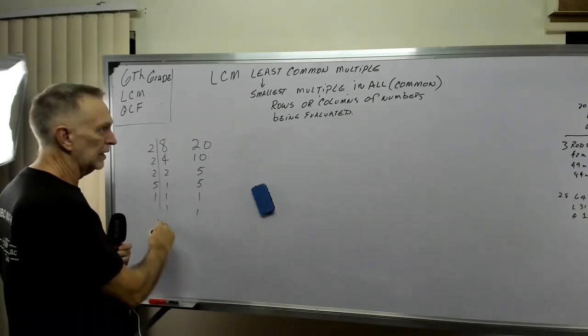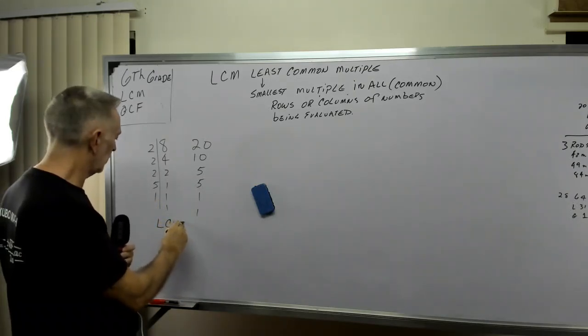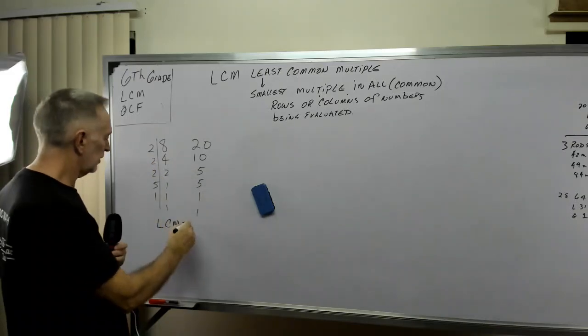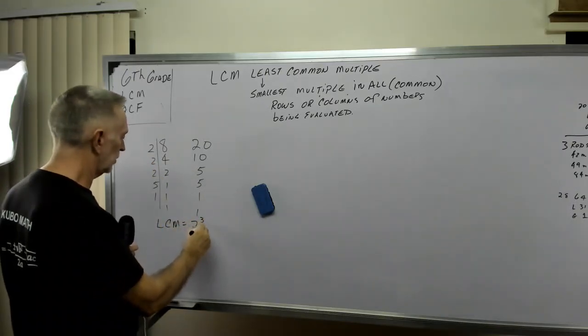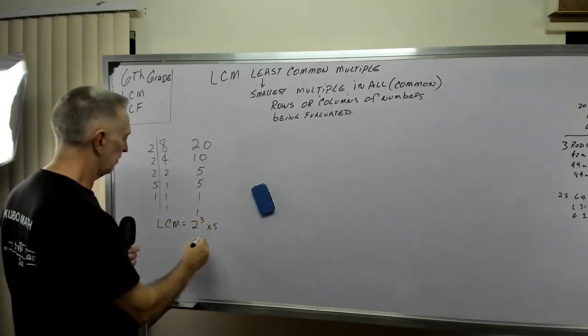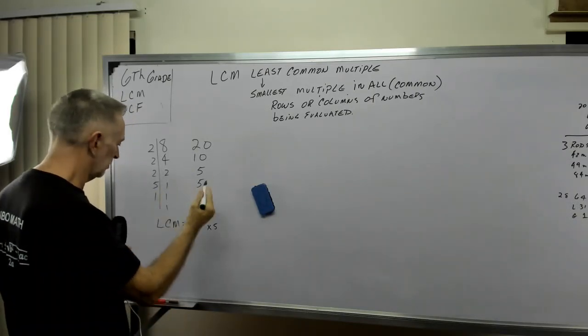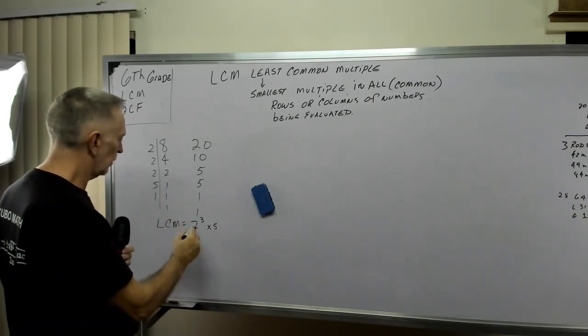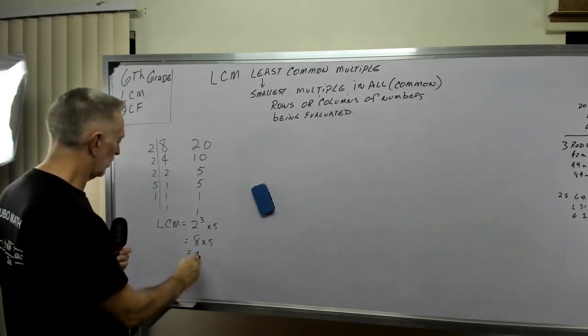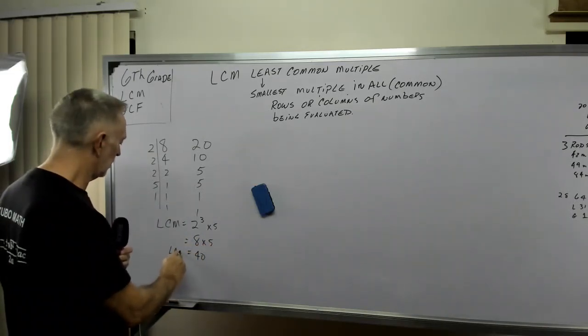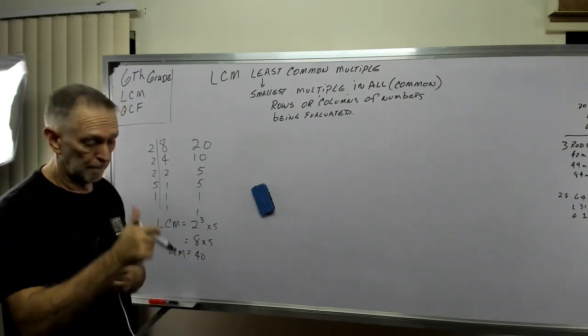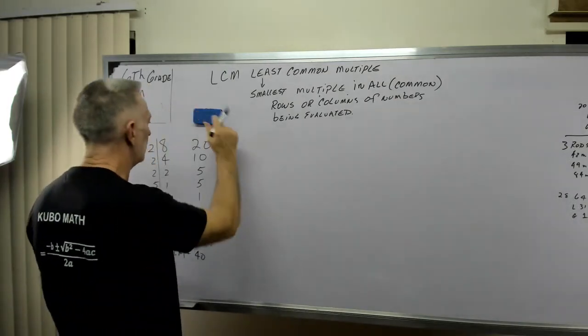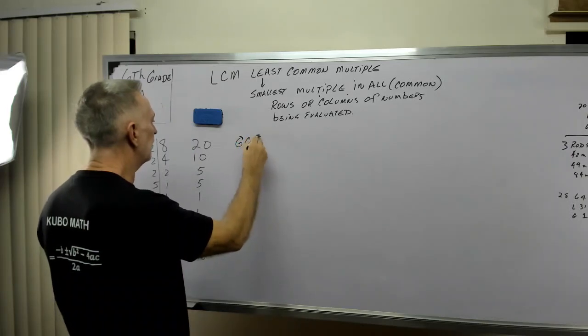8 times 5 is 40. Okay, my least common multiple, you can write this in different ways. 2 to the third times 5, well, times 1. 2 times 2 is 4, times 2 is 8. 8 times 5 equals 40. My least common multiple equals 40. Okay? What about my greatest common factor?